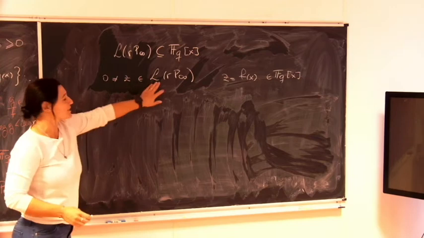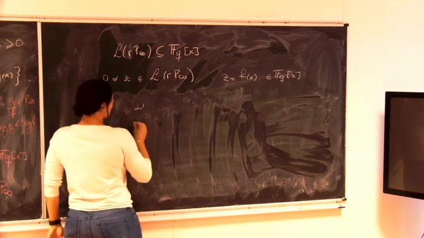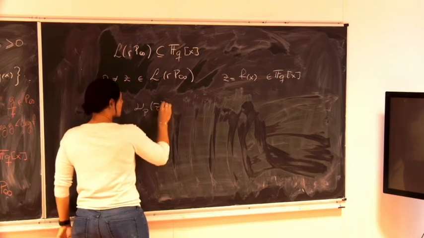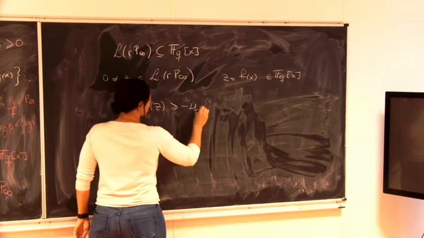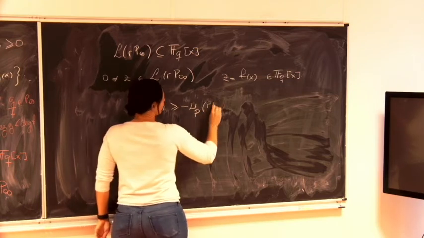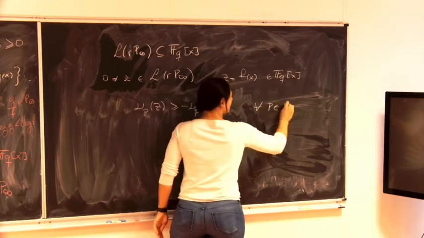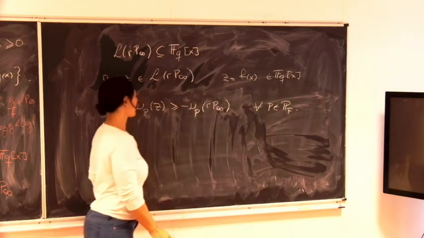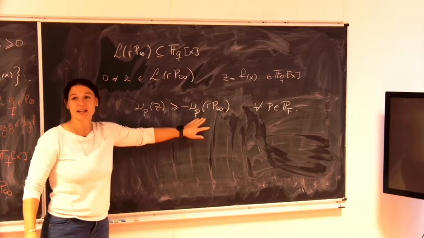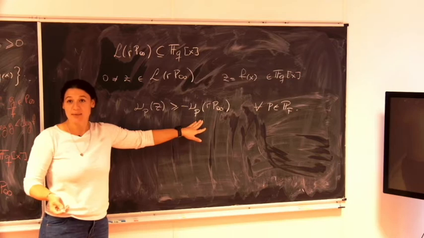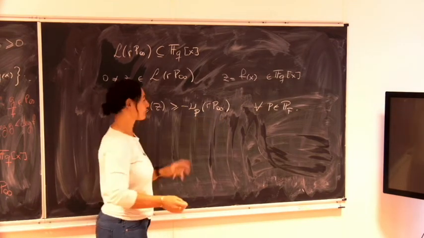And since Z is inside here, what I know is that the valuation at every place of Z has to be bigger than or equal to minus the valuation at the place of r P infinity. And this has to happen for all P in the set of places. So we have to see two different cases: when P is the infinity place, and when P is another one.